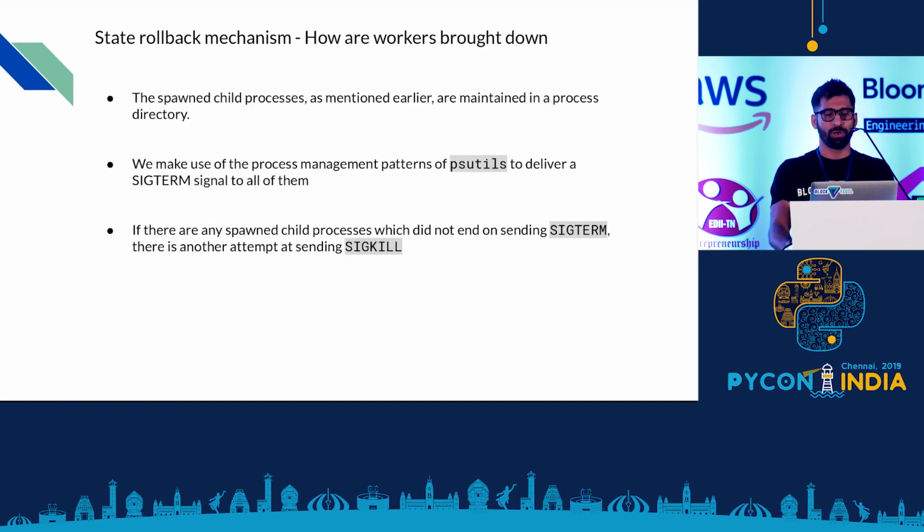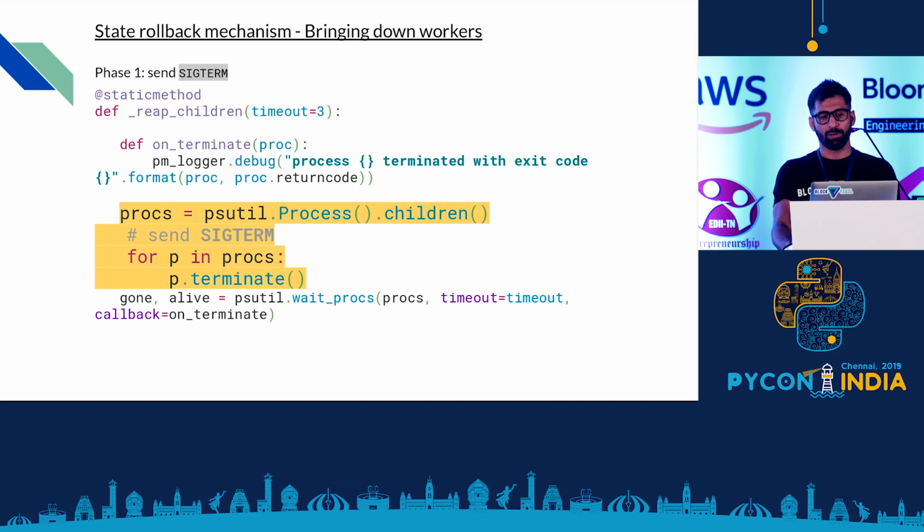How are workers brought down? The spawned child workers are brought down by first delivering a SIGTERM signal, and if SIGTERM does not work on them, send SIGKILL. So the code is there, you should go ahead, give it a try, add a SIGKILL handler so you get to see what happens, in case you don't want to totally avoid memory leaks with zombie processes or orphan processes. At a code level, it looks something like this.